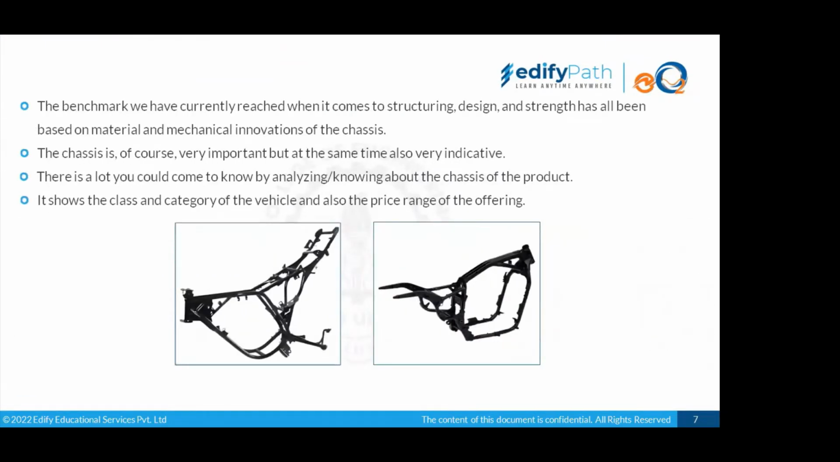The benchmark we have currently reached when it comes to structuring, design, and strength has all been based on material and mechanical innovations of the chassis. So, the history of a vehicle we spoke about, all those vehicles had some or the other form of chassis, because a vehicle is not possible without a chassis. But how innovation has happened in this item, with the evolution and with time, they have become lighter and lighter and have gained strength.